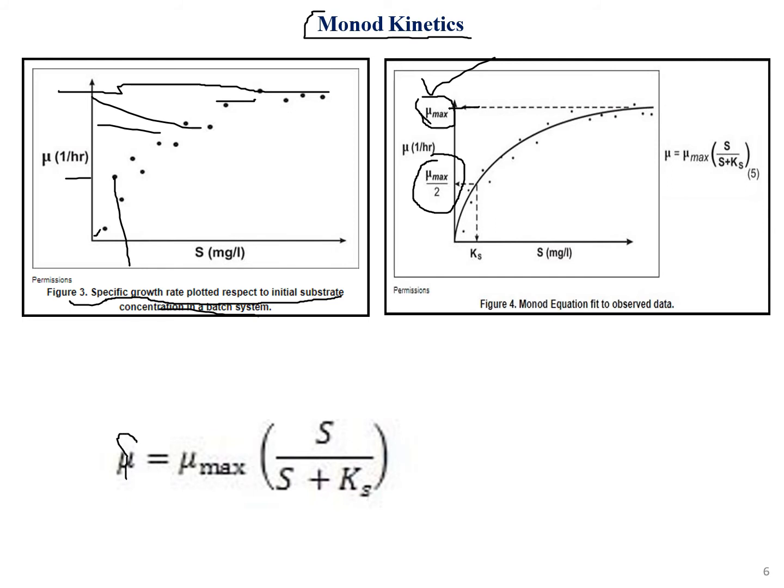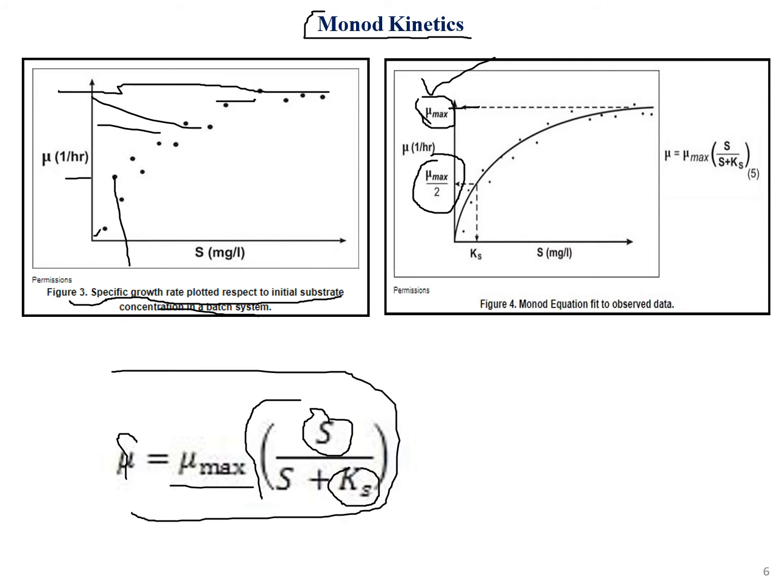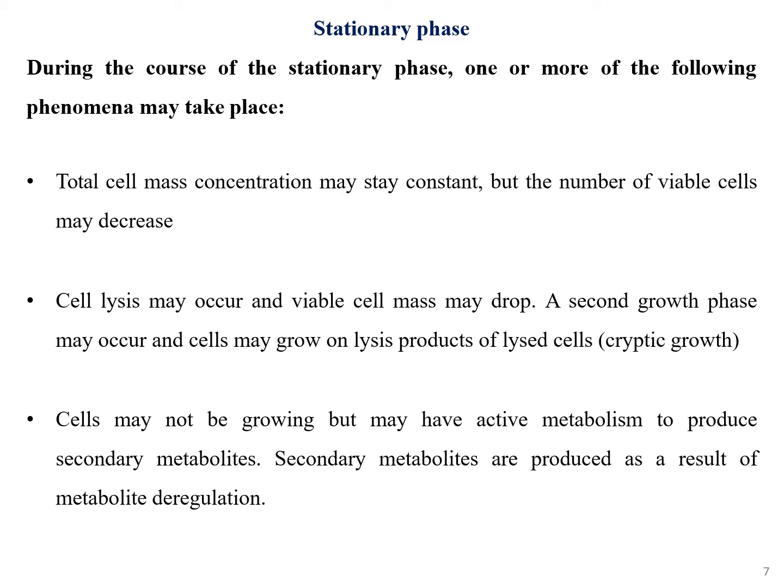So mu equals mu max in brackets S by S plus Ks. S is the substrate concentration and Ks is the saturation constant. Moving on, I'll be talking about Monod kinetics entirely in much detail. So let's talk about the stationary phase and how it is important.